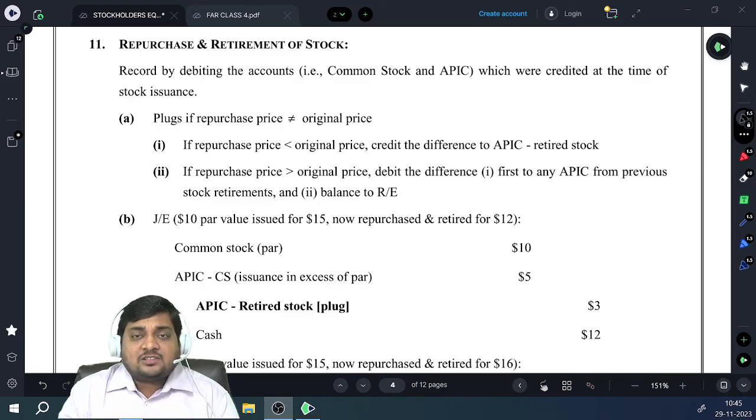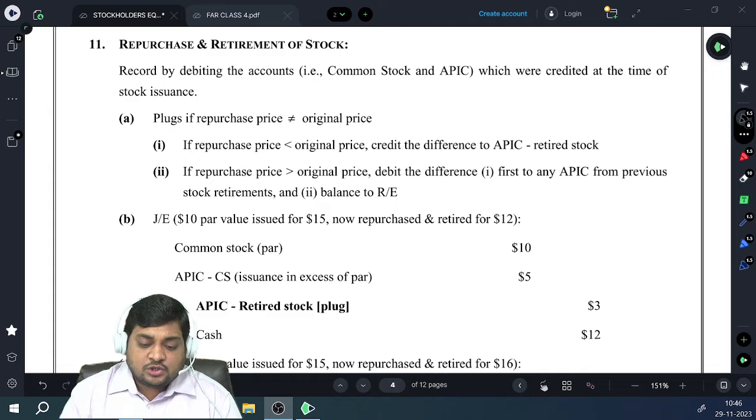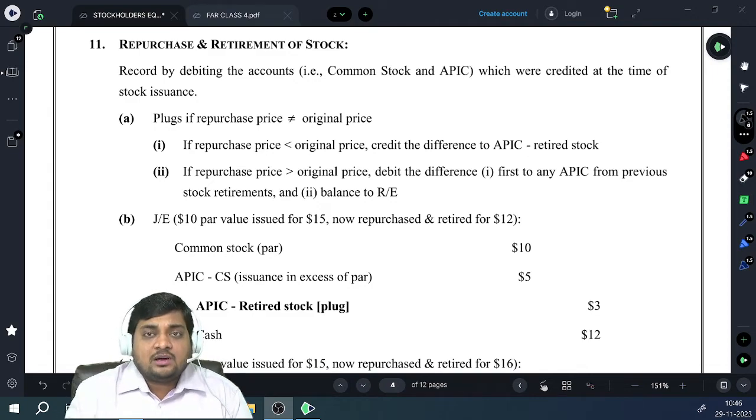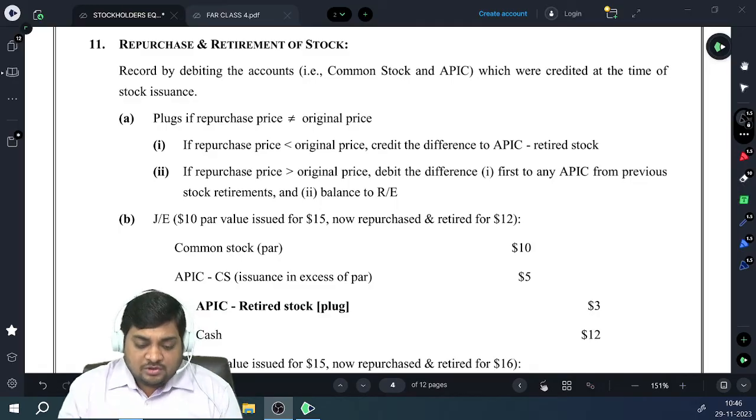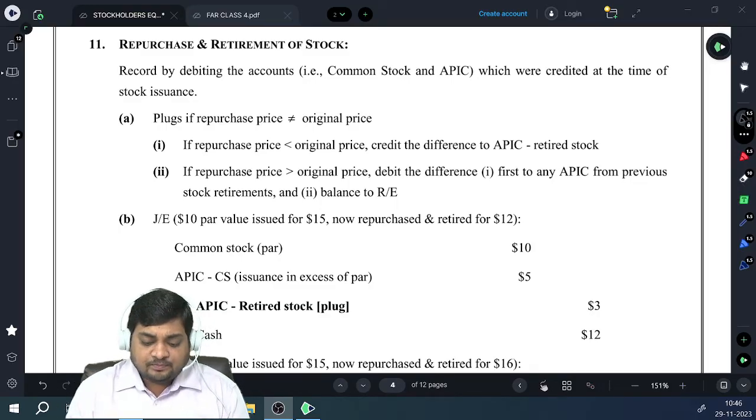We had learned as of now what is the journal entry we do at the time of issuance of common stock, preferred stock. We have also learned what the different types of preferred stock are. They are cumulative, participating, callable, redeemable, right? We had also done dividend distribution in case of different types of preferred stock. So today we will do a few more journal entries associated with common stock, right?